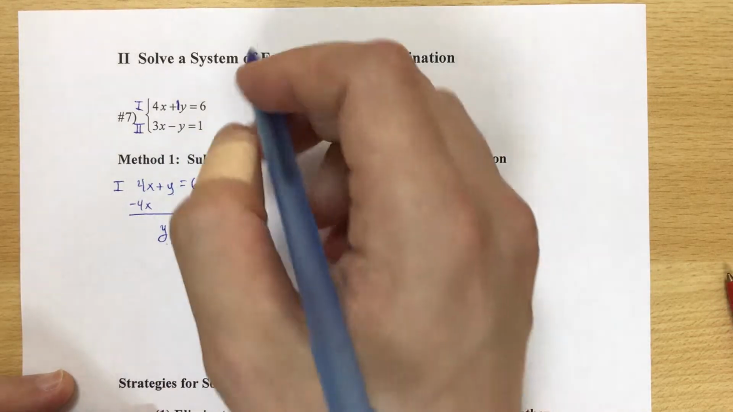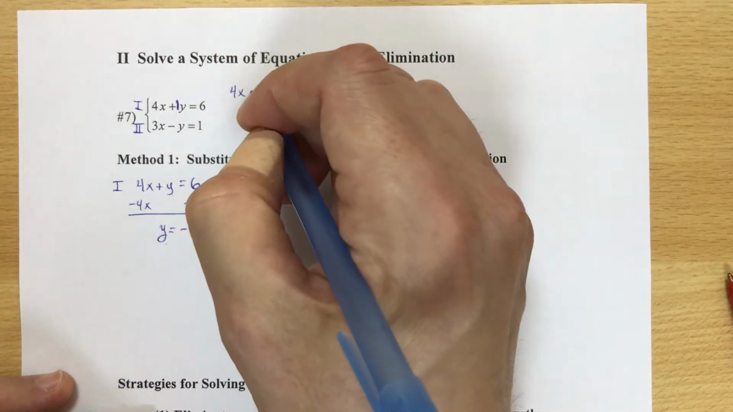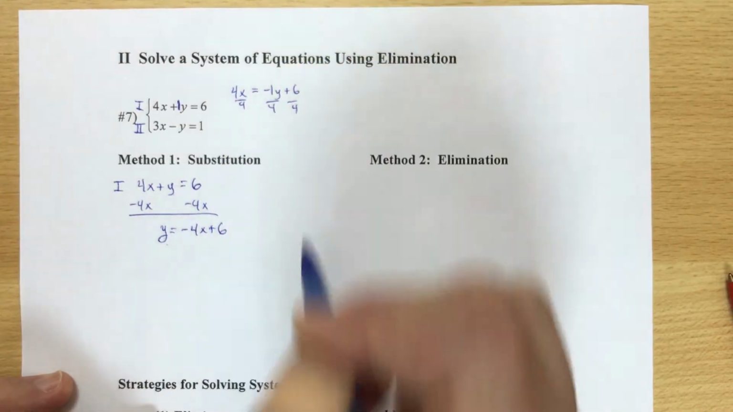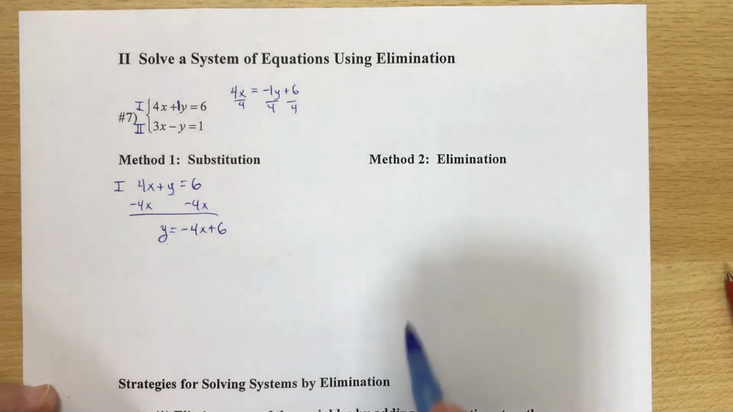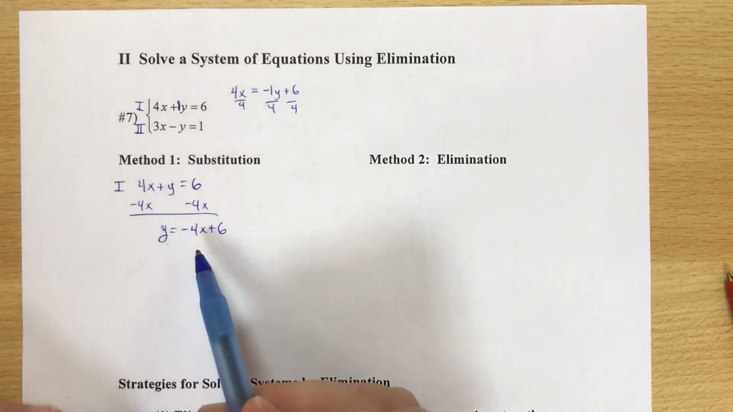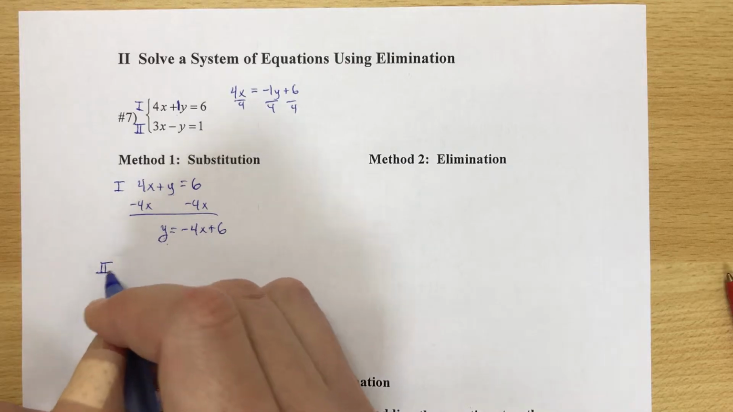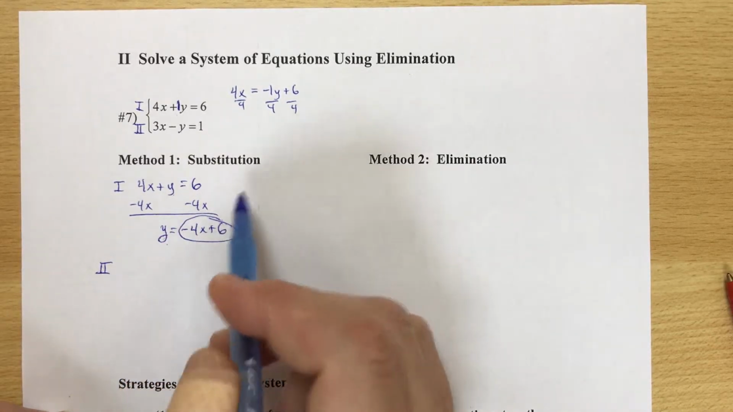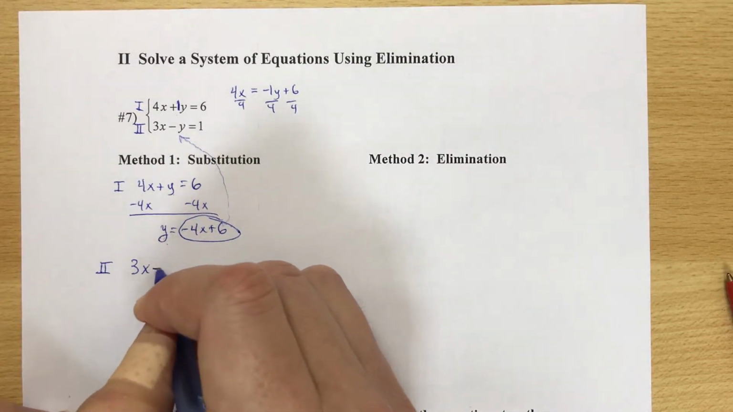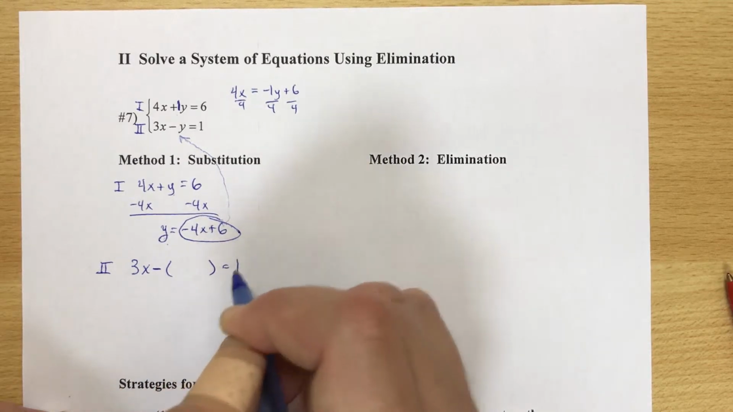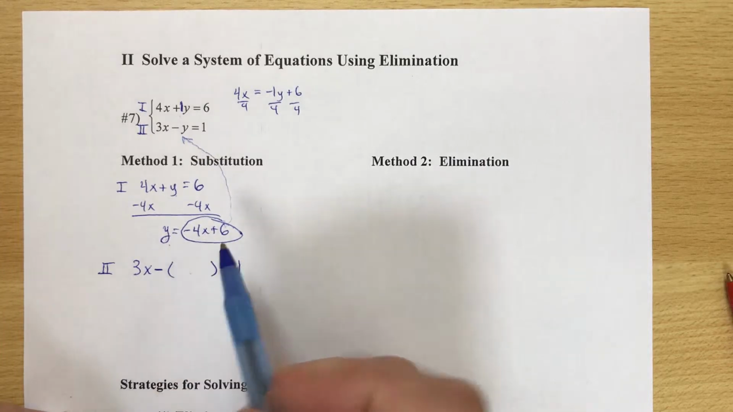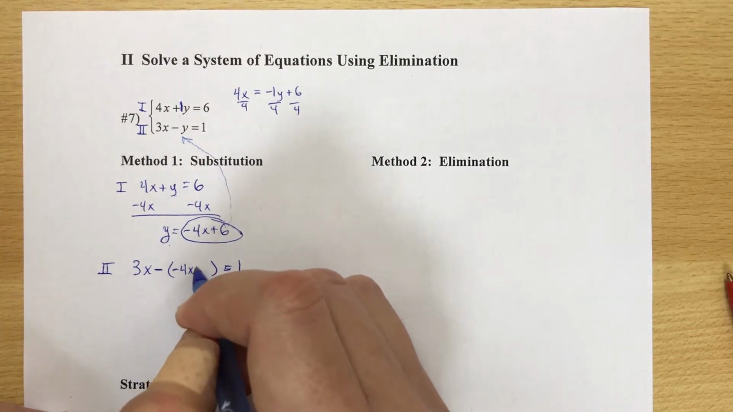If I had tried to solve for x, I would have needed to subtract 1y, and then I would have needed to divide by 4, which also gives me fractions, which, if possible, I try to avoid. So anyway, this is how I'm going to do it. So here's equation 1. I've rewritten it as y equals. Well, for equation 2, I'm going to take this and now substitute it where I see the y. 3x minus the y value equals 1. Okay, that was equation 2. Now, what is the y value? Well, y equals negative 4x plus 6.